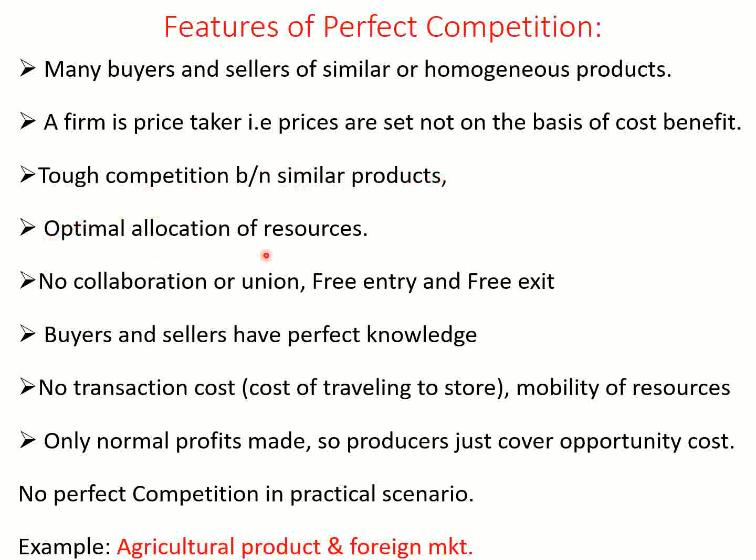And here, there is optimal allocation of resources. In this market structure, firms allocate their resources optimally. Because of tough competition, they want to allocate their resources optimally to exist in the market. And there is no collaboration or union. There is no collaboration like employee union. There is no collaboration between the firms.